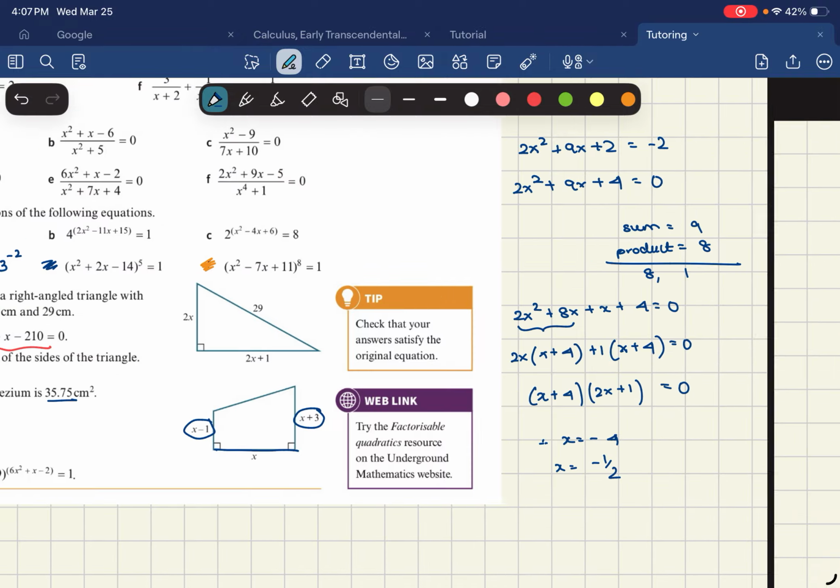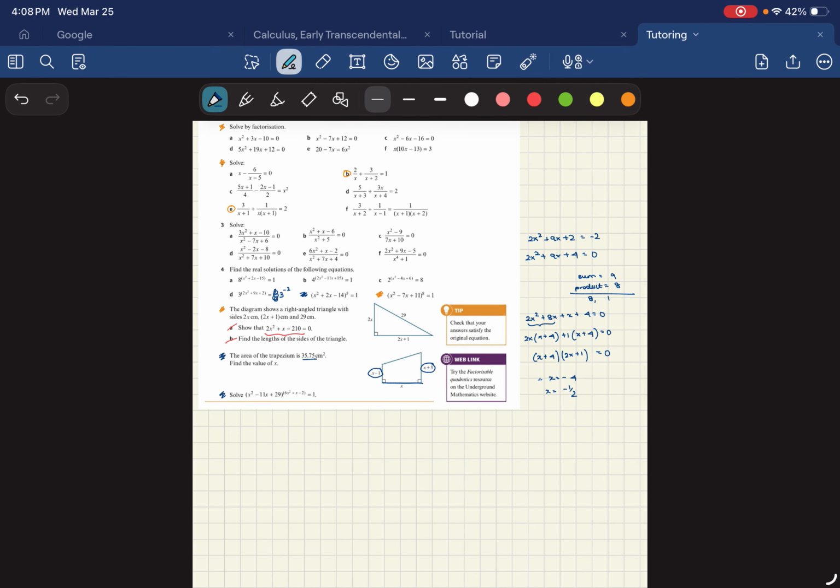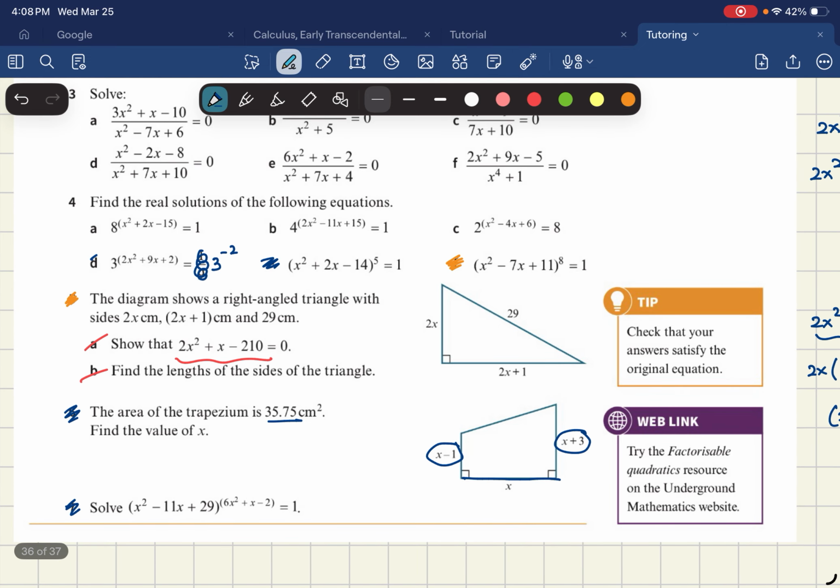So please feel free to do it a bit more slowly. But I'm just trying to give you the idea and the solution on how to go about this. I think my stylus disconnected. So let me just quickly find my charger to connect the stylus back. But the answer is negative 4 and negative 1 over 2. So that is the correct answer for this question. All right. So we are done with D as well.